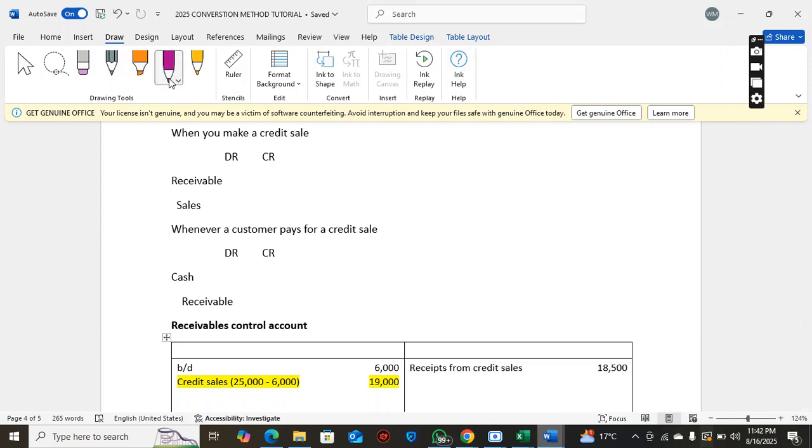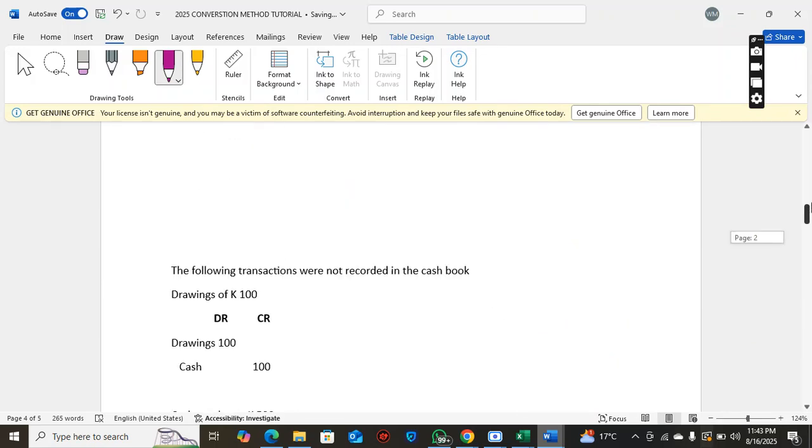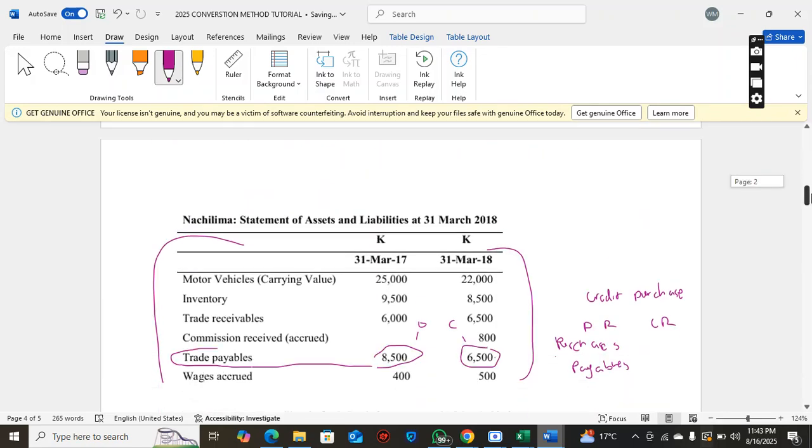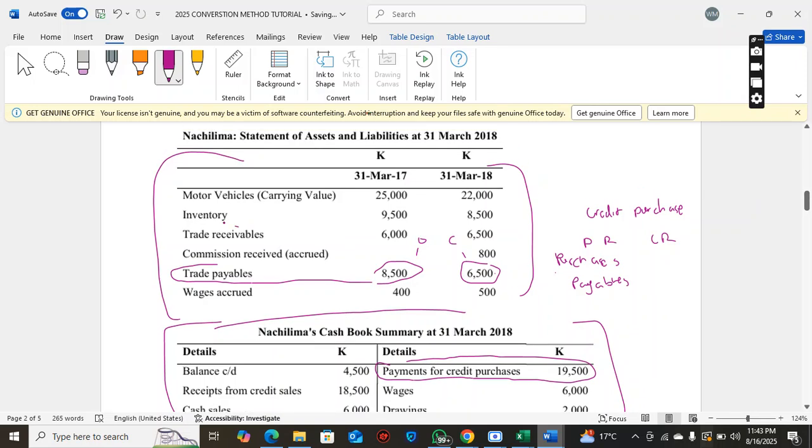Okay, so this is the way we determine our credit sales from the receivables control account. Step one, get the balance brought down and the balance carried down. So you come to this information: trade receivables. Colleagues, what is the balance brought down, which is the opening balance, and the balance carried down, which is the closing balance?